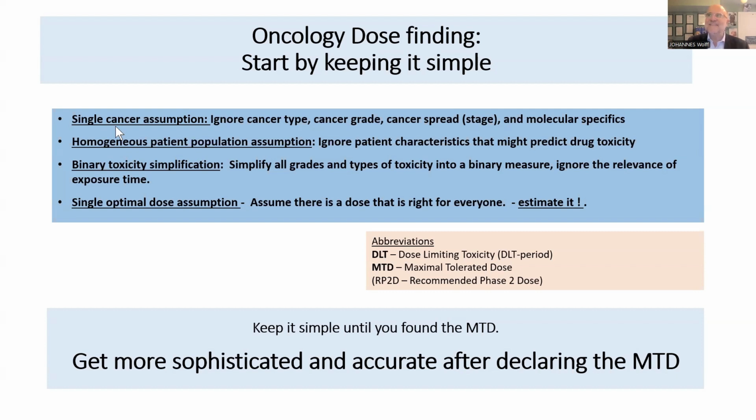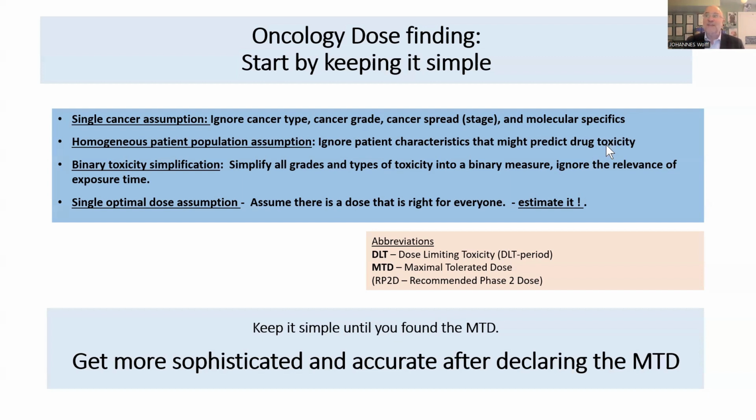There is the single cancer assumption. When doing these trials with those study designs, you kind of ignore that there are different cancer types, different grades of cancer, that the cancer has spread in various ways, and that there are different molecular profiles. There is the homogeneous patient population assumption. With that, you ignore that there are patient characteristics that might predict drug toxicity.